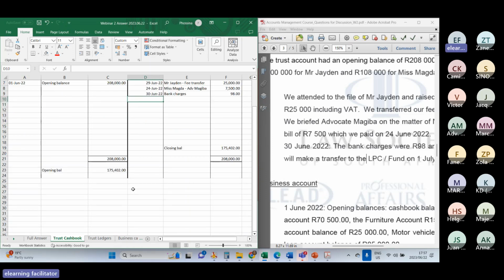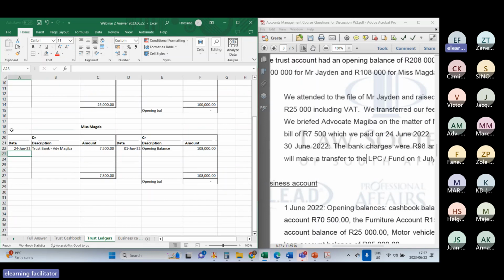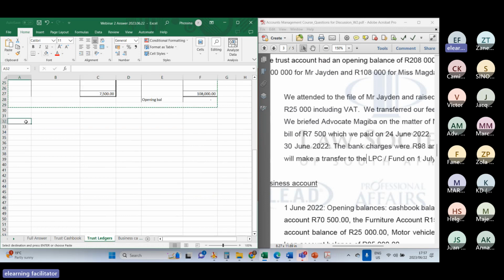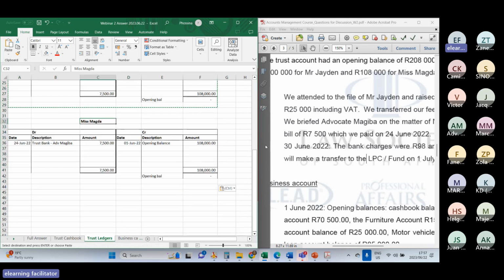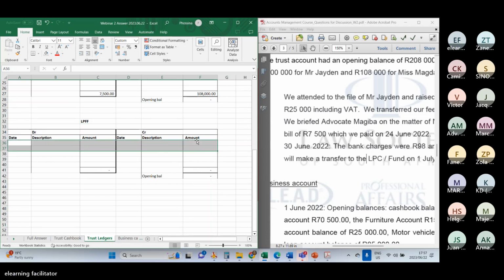Okay, so what we also do, we create on our ledgers, we have to create a ledger for the fund or the LPC, whichever way the money is going. But now I think money goes to the fund. Like the fund is now that is running things. When I was working for the LPC, the LPC was the one that was receiving the money and then pay over to the fund. But now the fund has decided to do otherwise, to receive the money on their own. So they took over the bank accounts from the LPC.